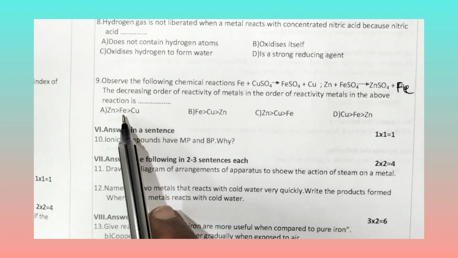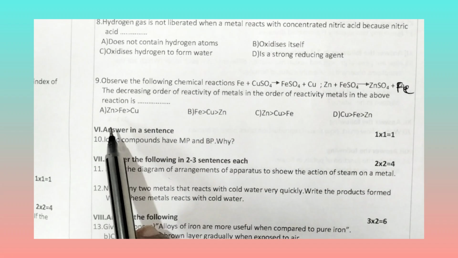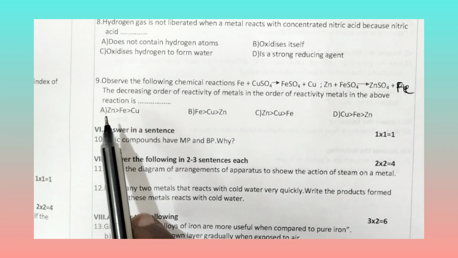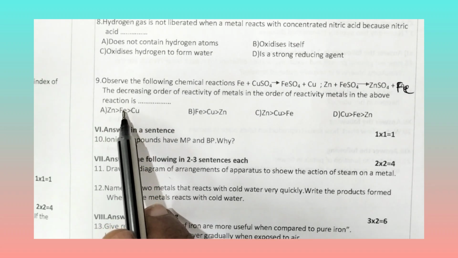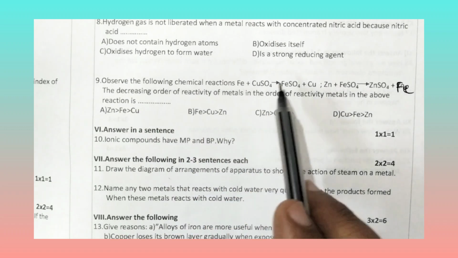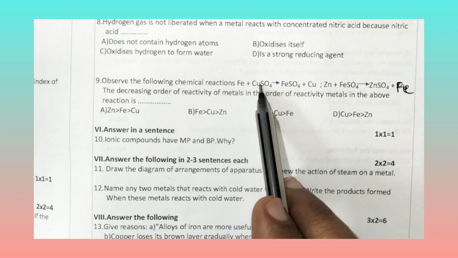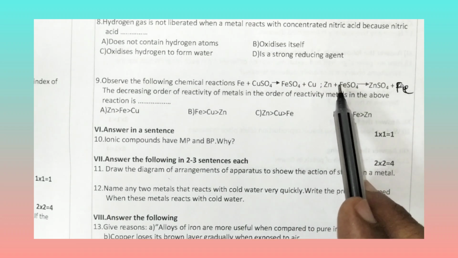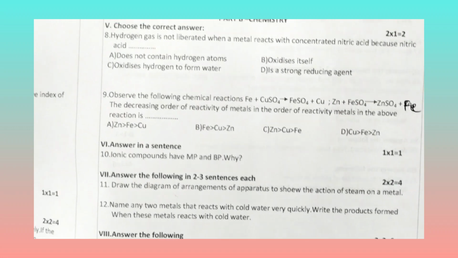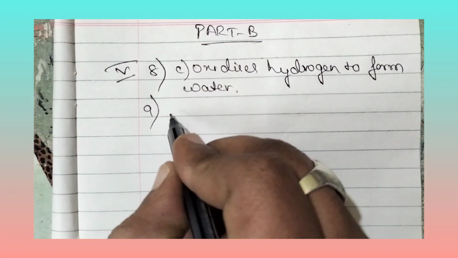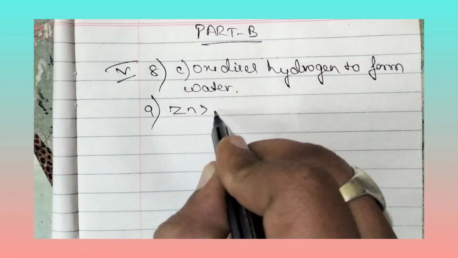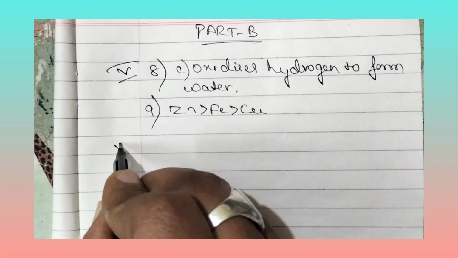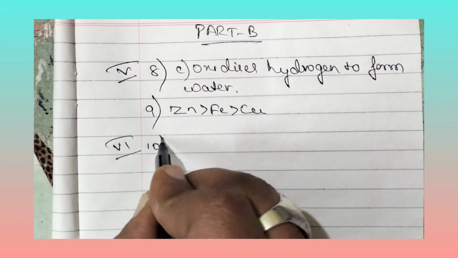Among these 4 options, the right option is option A, because zinc is more reactive than iron and iron is more reactive than copper. Since iron is more reactive than copper, iron displaces copper. Zinc is more reactive than iron, therefore zinc displaces iron. So now let us move to question number 10.